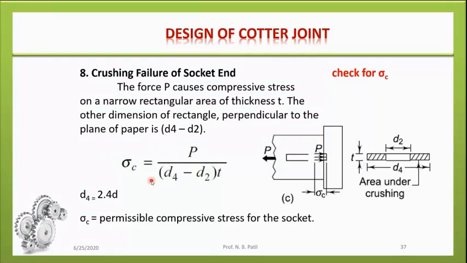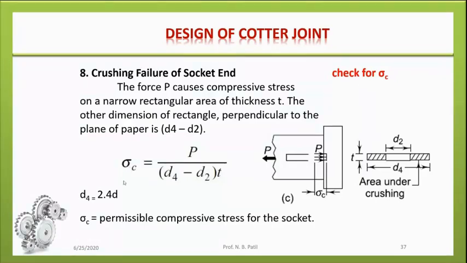D4 is determined by this formula, with sigma C as ultimate tensile stress divided by factor of safety, or in some books D4 is considered as 2.4 into D, and you check whether that sigma C is less or greater than the permissible stress. So it may vary depending upon the problem. All of you must remember this point.